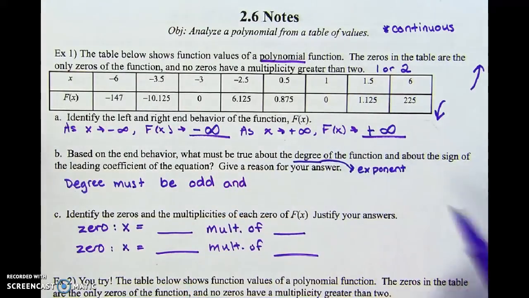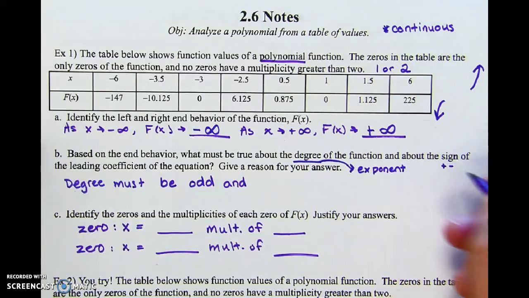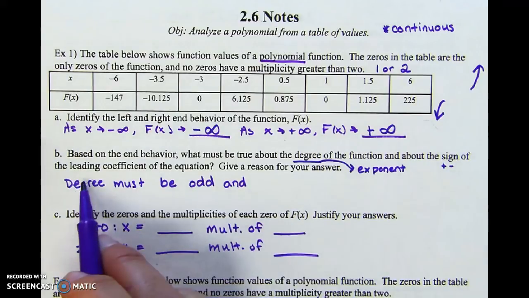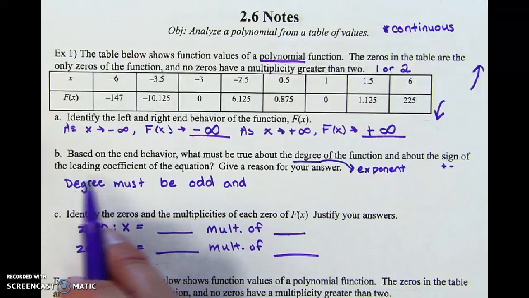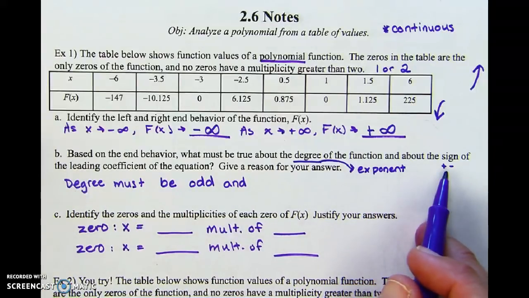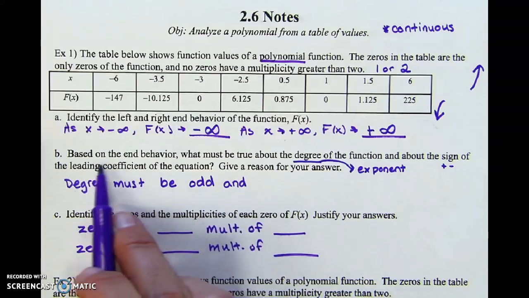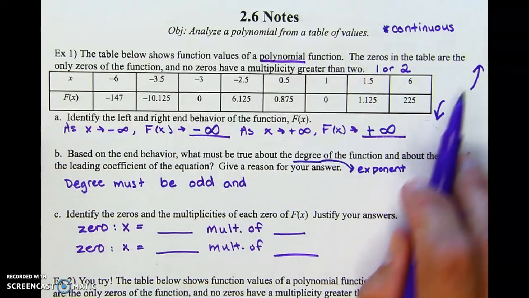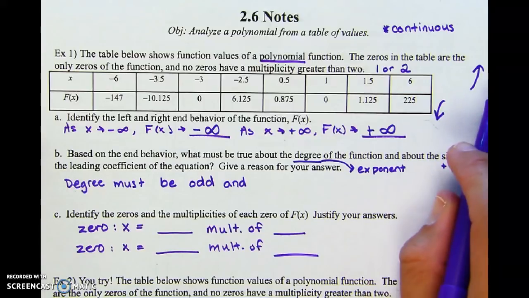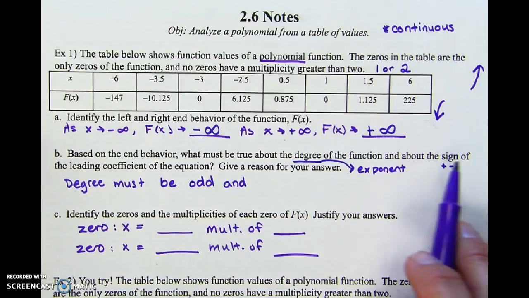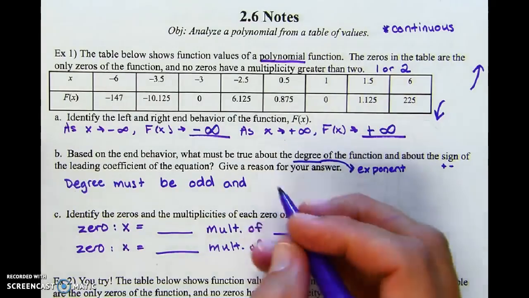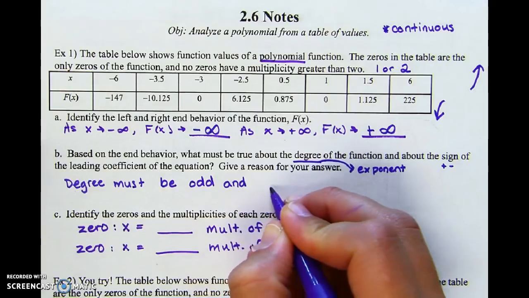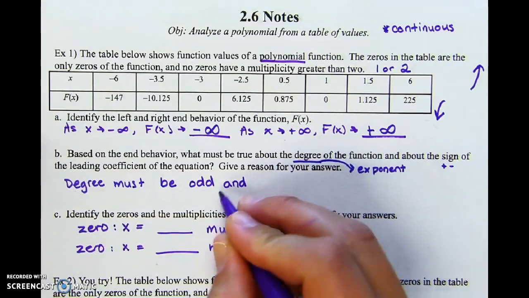And what else is it asking us? About the sign. Sign in math means positive or negative. The sign of the leading coefficient. So the number in front, is it going to be positive or negative? And do you know why? Based on the end behavior, based on these arrows, is this going from down to up? If it's going from down to up, then the sign of the leading coefficient is what? Positive. Degree must be odd, and oh, it says give a reason.